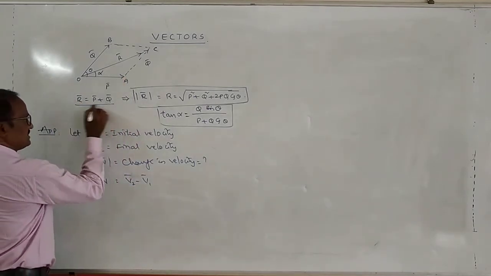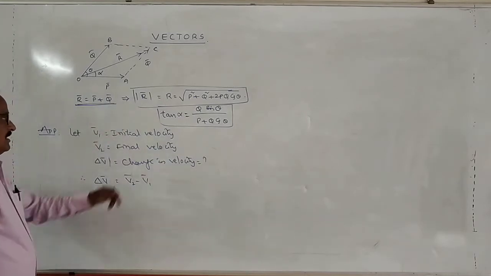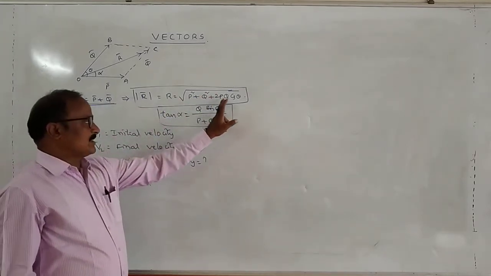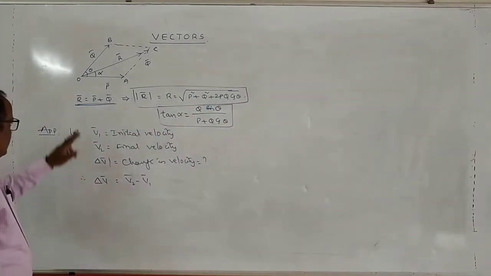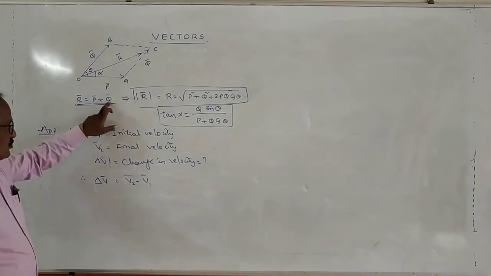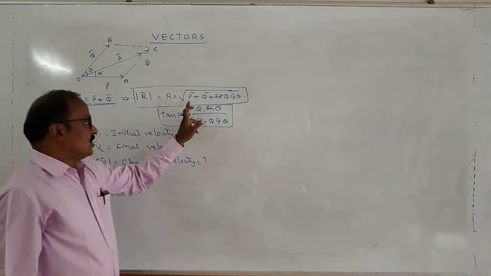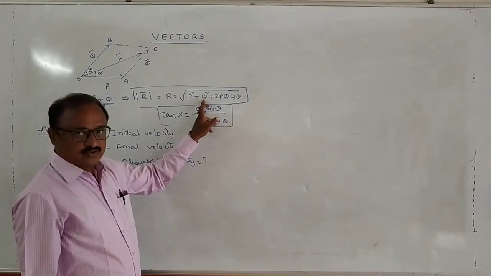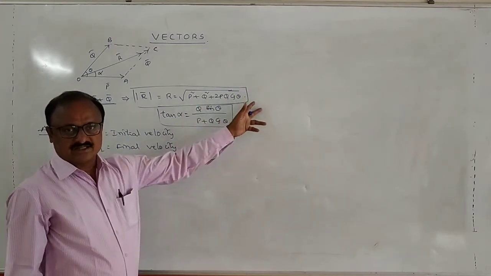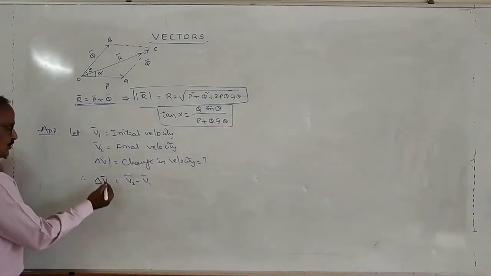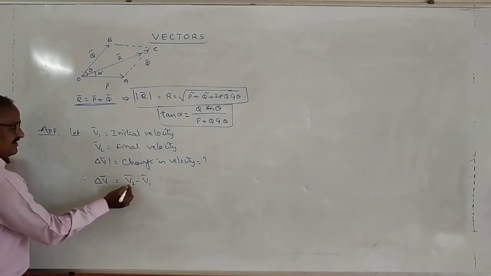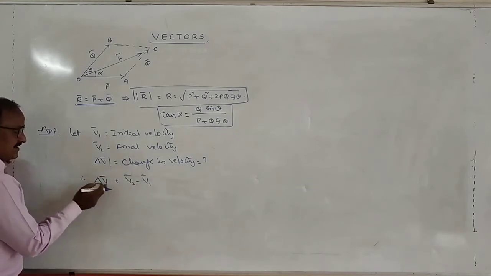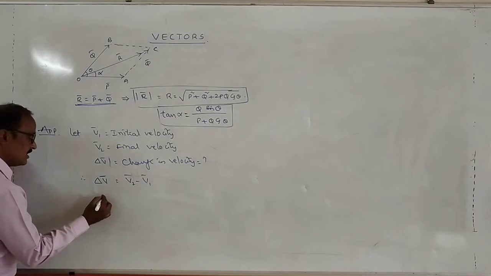Suppose R bar is equal to p bar plus q bar, then R is equal to root of p square plus q square plus 2pq cos theta. If R bar is equal to p bar minus q bar, what happens here? R is equal to root of p square plus q square minus 2pq cos theta. Here also delta v bar is equal to v2 bar minus v1 bar. This is the change in velocity in vector form.